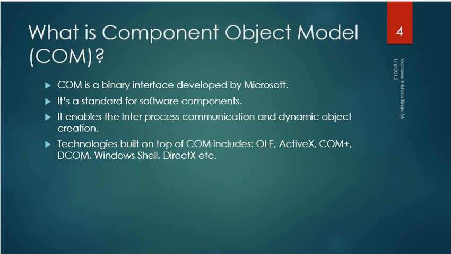DCOM is your distributed component object model. The same component object model, when applied to a distributed environment, is called distributed component object model. And object linking and embedding is your OLE. A typical example for object linking and embedding can be placing a Microsoft Excel sheet inside a Word document.